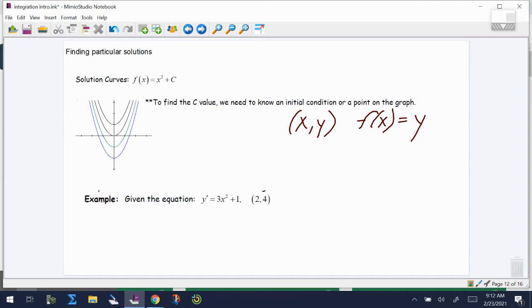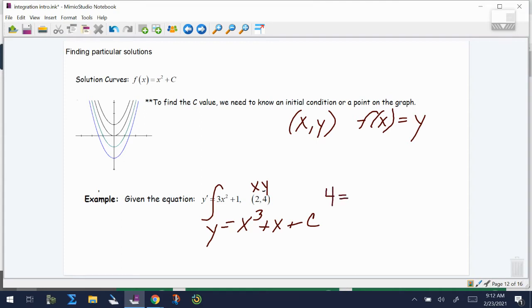So what they'll do is they'll give you the derivative. So your first job is to integrate that derivative. So when I do that, the integral of 3x squared is x cubed. Integral of 1 is x plus c, and this is going to equal my original y. And then you're going to use your point that's given. So you're given an x and y, plug in. It's truly just a plug and chug.